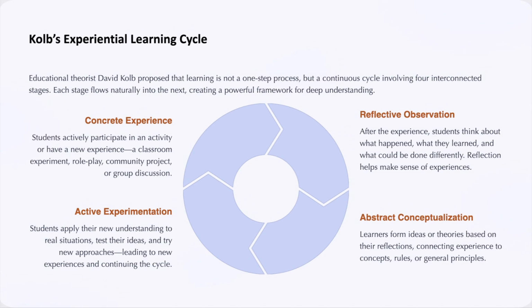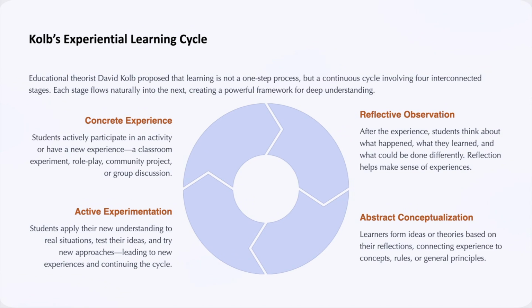These stages are: first one, concrete experience. In this stage, learners take part in an activity or have a new experience. It could be a classroom experiment, a role play, a community project, or a group discussion. The learner is directly involved in doing something. Second, reflective observation. After the experience, students reflect on what happened. They think about what they did, what they learned, and what could be done differently. This reflection helps them make sense of their experiences.